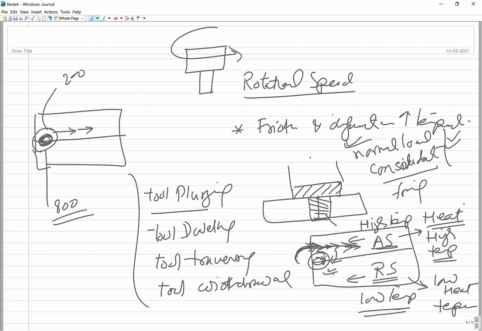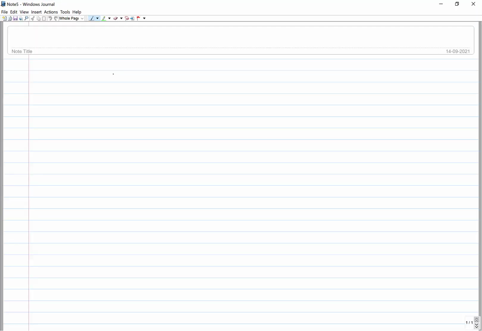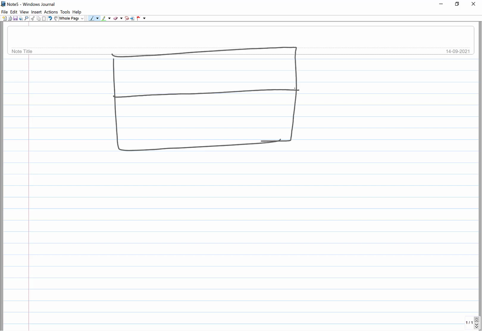Okay, so once sufficient heat has been generated, then what we will be doing is moving the workpiece. Okay, so that the entire, and in this process of the joining, what will be happening, let's say this is the tool and this is the shoulder, and this is the weld line, right, along which the joint will be made. So the welding direction is this one.